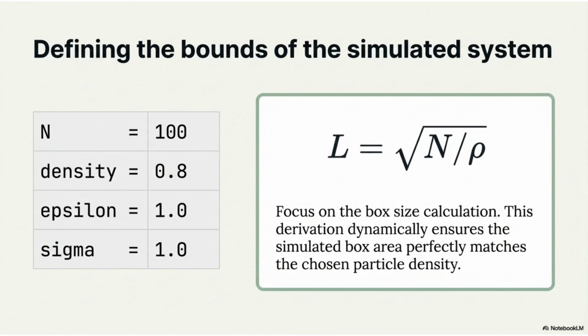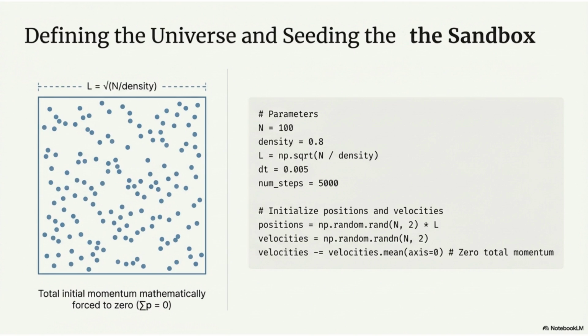We define the bounds of the simulated system with 100 particles, a density of 0.8, and epsilon and sigma equal to 1.0. The box size L is calculated to ensure the simulated area perfectly matches the chosen particle density. The simulation's universe is set up with 100 particles placed in a box, ensuring the total initial momentum is 0. This code snippet shows the definition of parameters and the initialization of random positions and velocities.